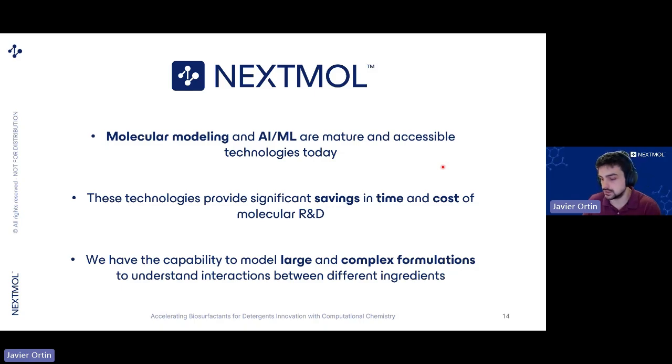So, as a conclusion, we want to transmit that these techniques are not exclusive for the academic environment, but instead these are mature technologies that are being used by many companies in the home care industry. Also that these companies are using these technologies because their use is translated into a significant saving in time and cost, and also we avoid the generation of excessive chemical waste. And finally, that as we have seen, we are able to model large and complex formulations, and we are able to provide useful properties like the interfacial tension of a surfactant or its solubility in different solvents just through computational models.